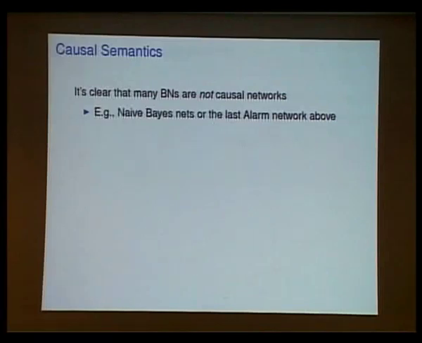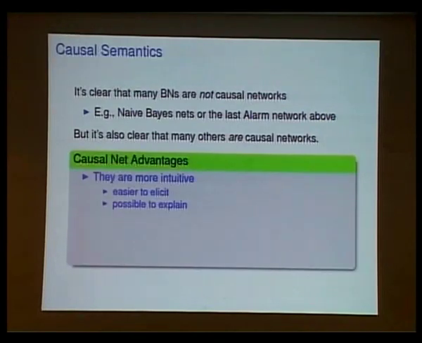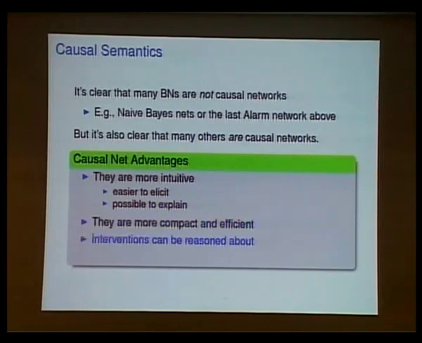Okay, so naive Bayesian nets are anti-causal. The last alarm network is anti-causal. So, of course, you have lots of non-causal networks. But there are advantages to causality. They're more intuitive, easier to deal with, easier to explain to people, easier to use, and more compact and efficient. Interventions can be reasoned about.